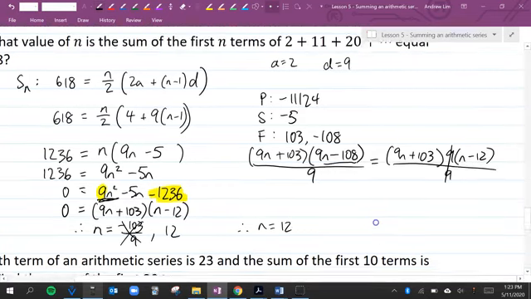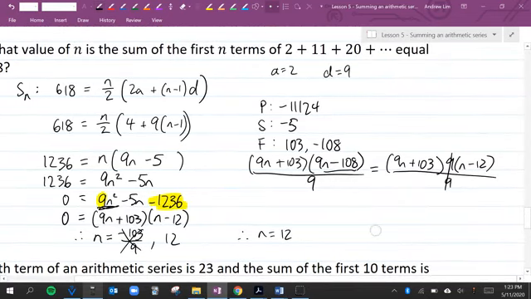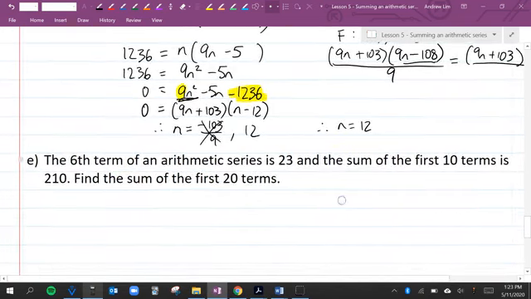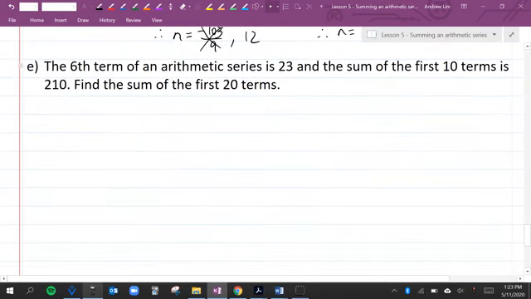Okay, we need the first 12 terms of this AP so that when we add them together, it will add to 680. Okay, let's have a look at question E.